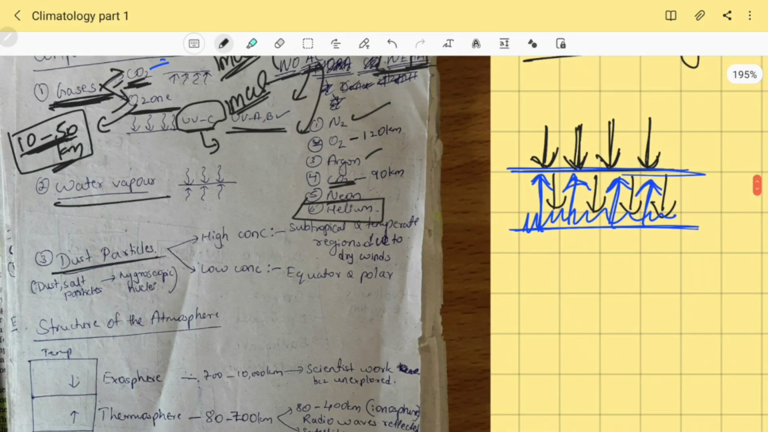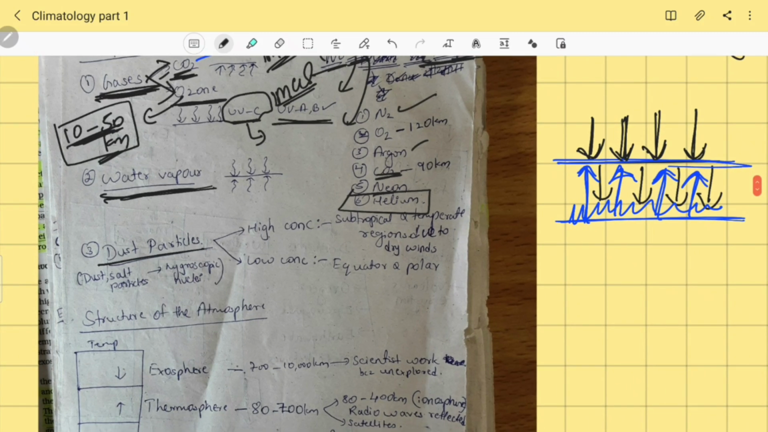Now let's move on to water vapor. First thing we need to know: when we hear water vapor, we know it is a gas, but sometimes we feel it's like a liquid because of the word water. So the first thing you need to know is water vapor is in a gaseous form. Next, water vapor is a variable gas. Then next, water vapor is also a greenhouse gas.